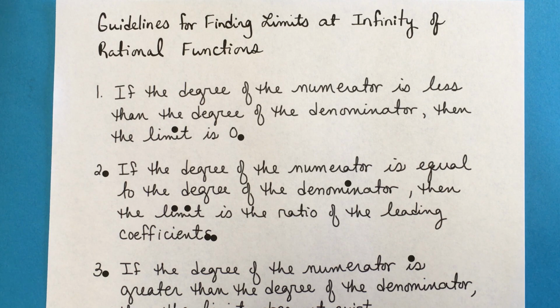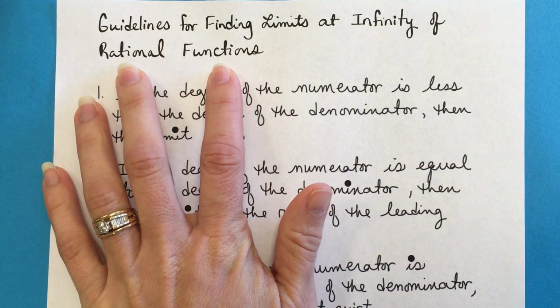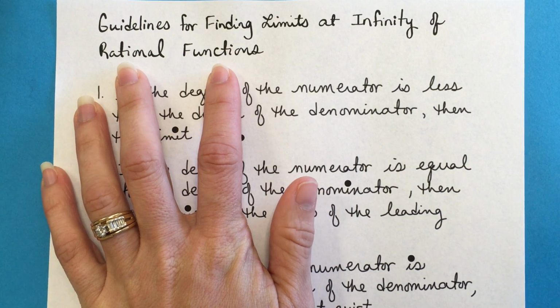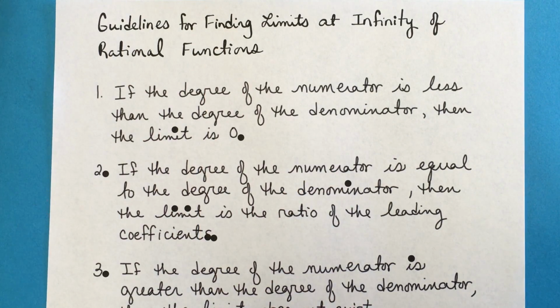But when you're dealing with a rational function, that means if you look at your numerator and your denominator separately, they both also have to be polynomials, okay? If that's the situation, then you can actually follow one of these three guidelines and it makes it a lot quicker. It's just a matter of comparing the degrees of your numerator and your denominator.